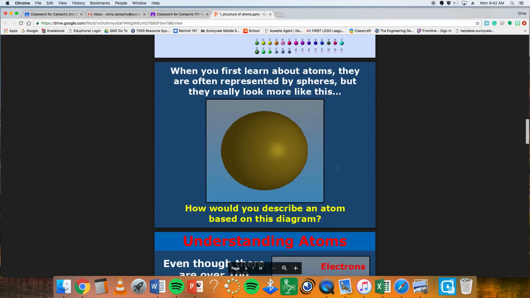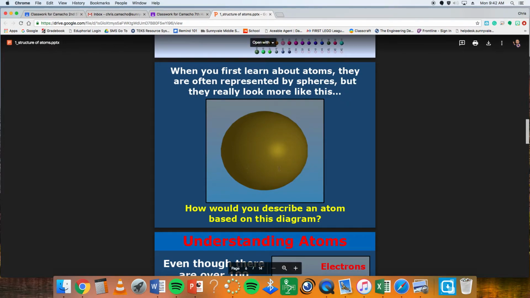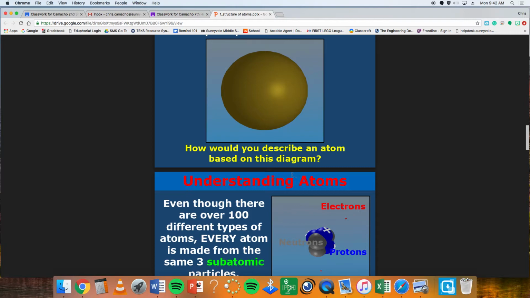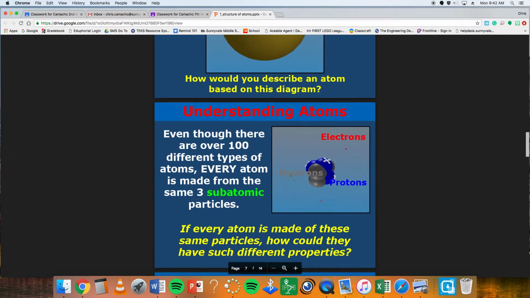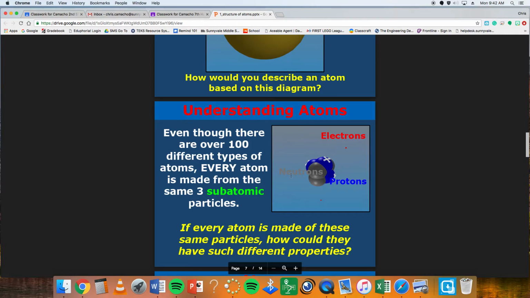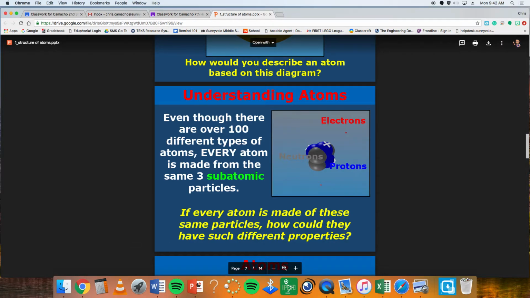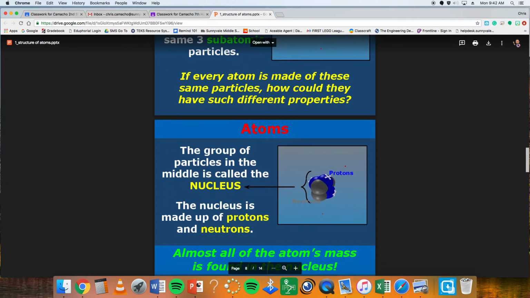When you first learn about atoms, they are most often represented by spheres, and they really look a lot like a sphere, as you can see in the diagram here. Even though there's over 100 different types of atoms, every atom is made up of 3 subatomic particles. That's just a fancy way of saying 3 particles. Neutrons, protons, electrons. Those 3 things make up atoms. Know them, love them, know where they are. It's going to be your responsibility to know their location and their charges. Neutrons and protons are in the nucleus, and electrons are around the outside.